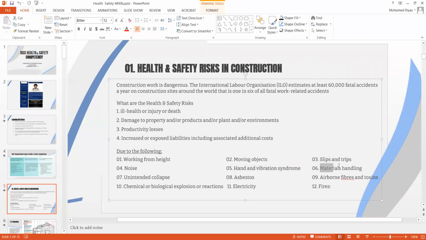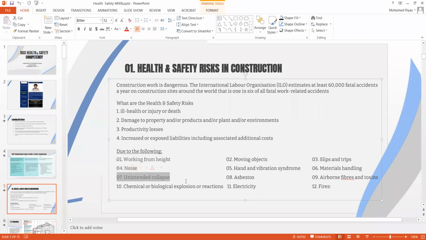The sixth one is material handling. When handling material, there are a few postures that should be followed for heavy lifting machinery, or when lifting material from one place to another. Due to the wrong posture, this can cause safety related issues to the workman.